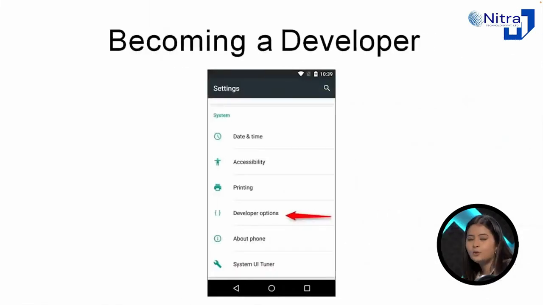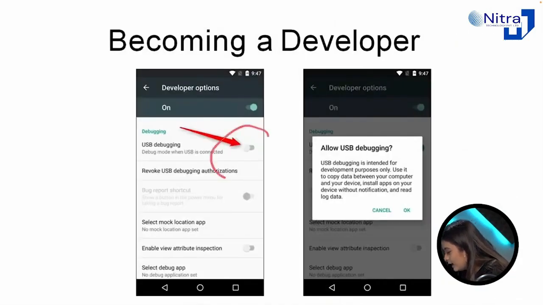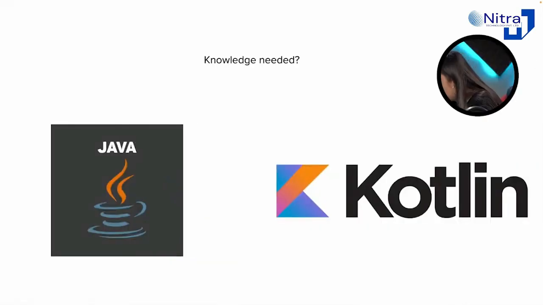Apart from that, you have to enable USB debugging as well in your phone. So here is the developer option that you will get, and you just have to enable the USB debugging so that whenever you test your app, whatever you have developed, you can easily do that in your mobile phone.